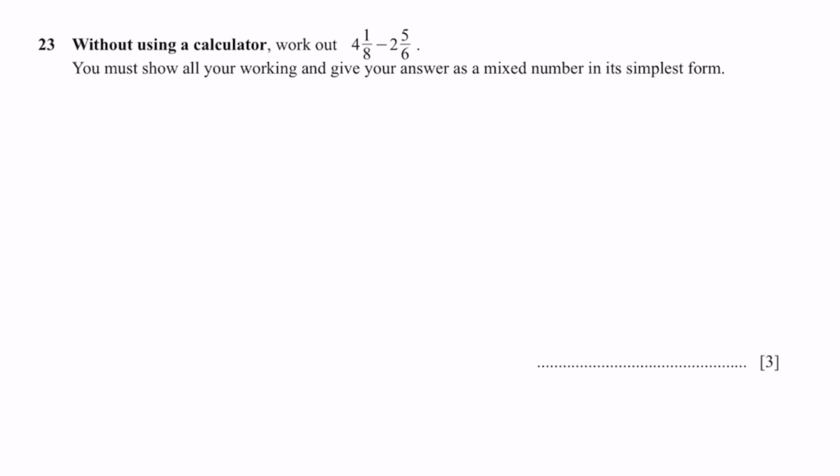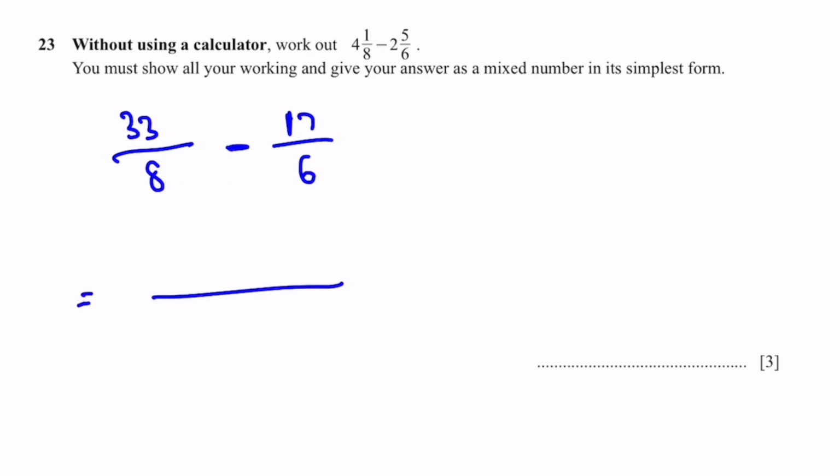Alright, first thing we need to do is convert these two fractions into improper fractions. So 4 1/8 is 33/8, and we subtract 2 5/6, which is 17/6. Now we can find the LCM of the denominators, 8 and 6. The LCM of these is actually 24. So we can write these two fractions as one fraction with a common denominator of 24.